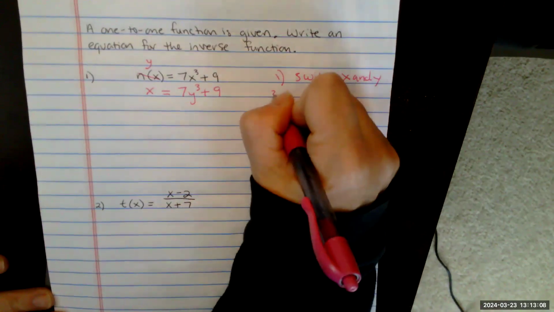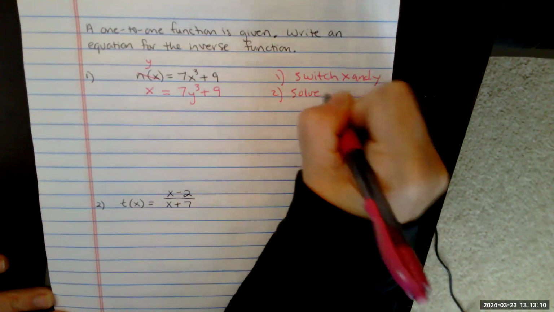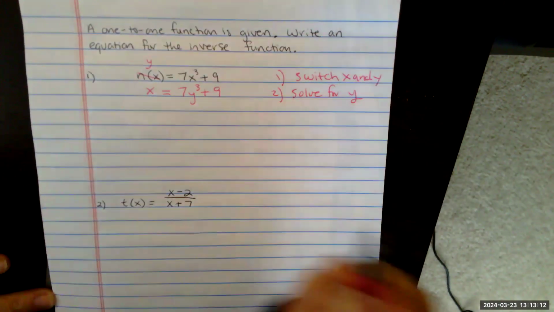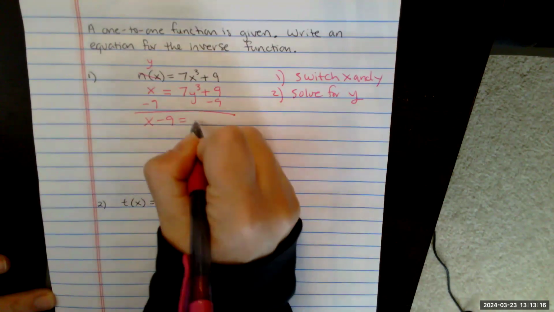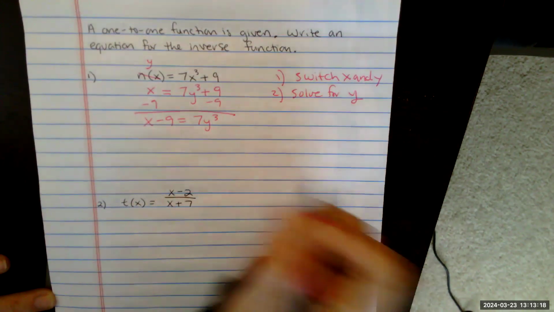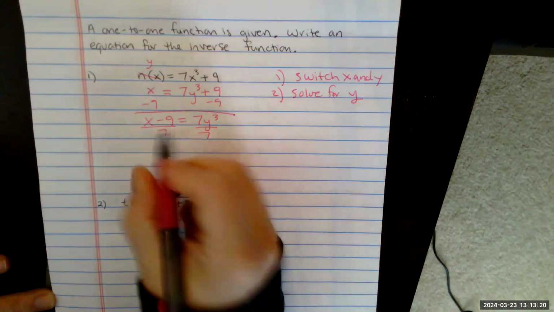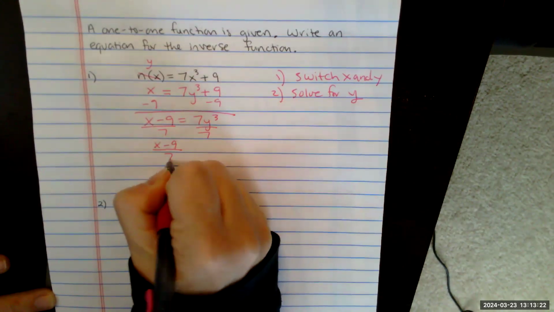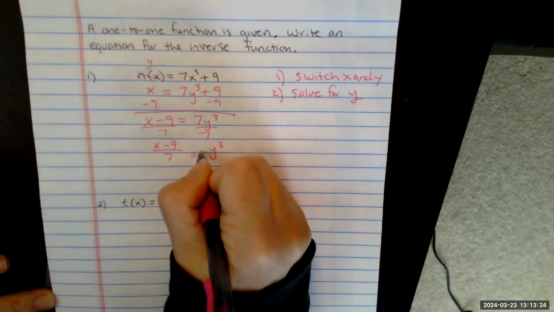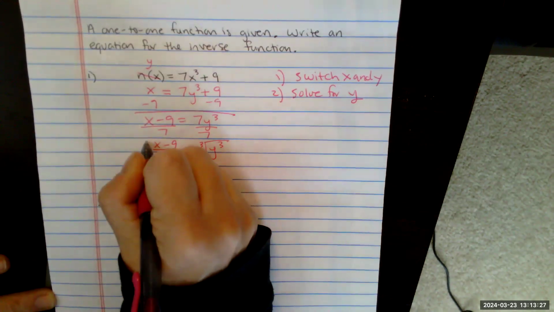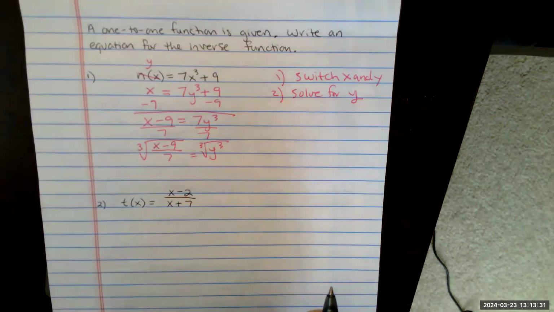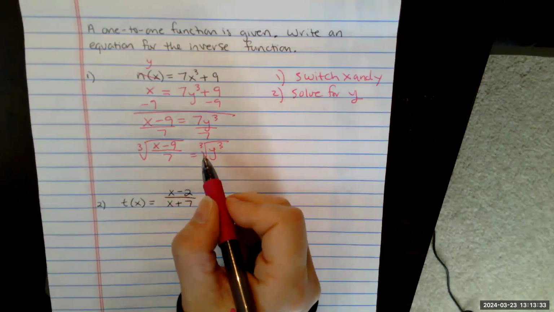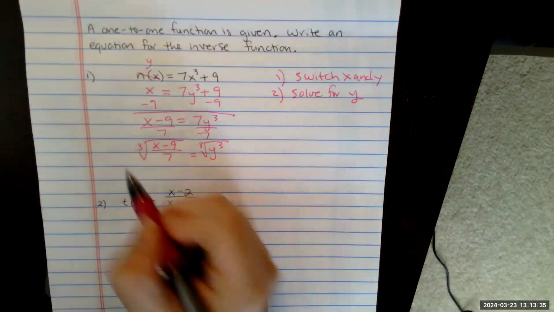And now solve for y, meaning get y by itself. So I'm going to subtract 9, divide by 7, and then do the cube root. Remember with cube roots, you do not need to do the plus and minus. That's only if it was even. So if I was doing a square root, I would now need to put the big old plus and minus outside, but I'm not.